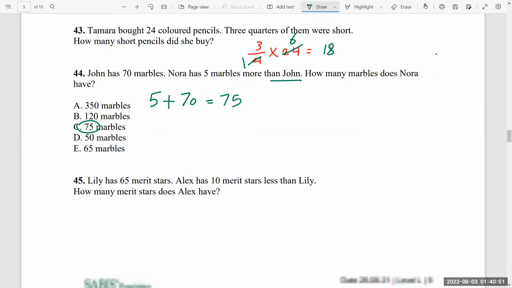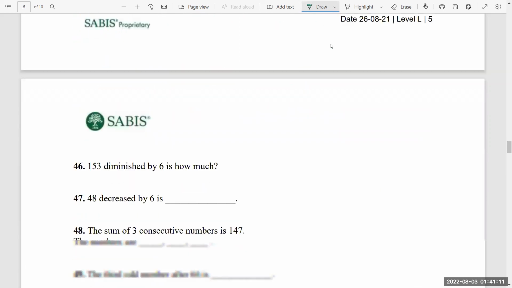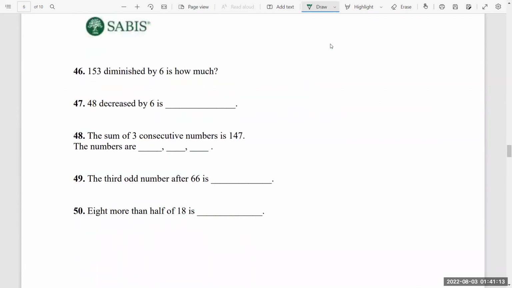Lily has 65 merit stars. Alex has 10 merit stars less than Lily. How many merit stars does Alex have? So less: 65 minus 10 is 55. Question 46: 153 diminished by 6. Answer 147. 48 decreased by 6 gives you 42.